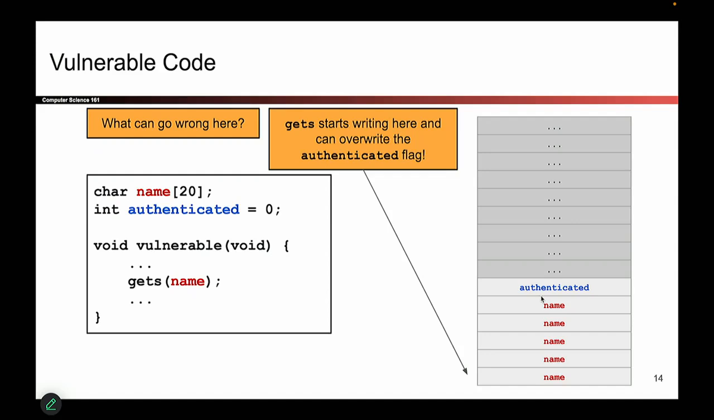But because C doesn't check bounds, the user is going to get a chance to overwrite authenticated. So if they're malicious, if they're an attacker, they could change authenticated and give themselves access to code. And that's dangerous.